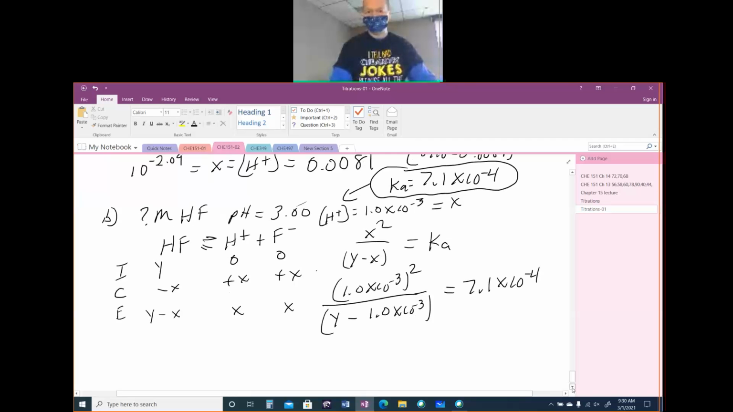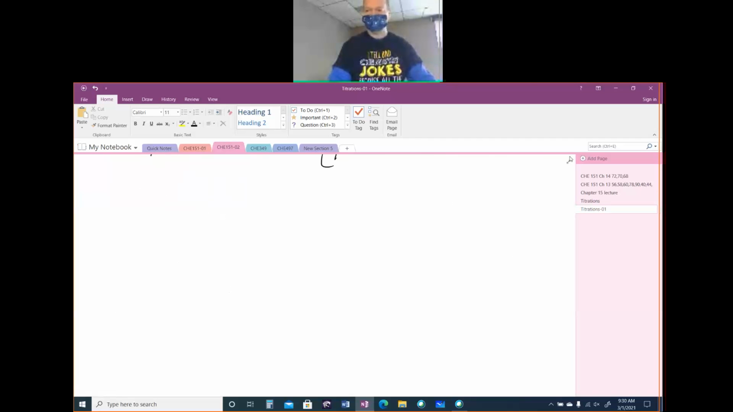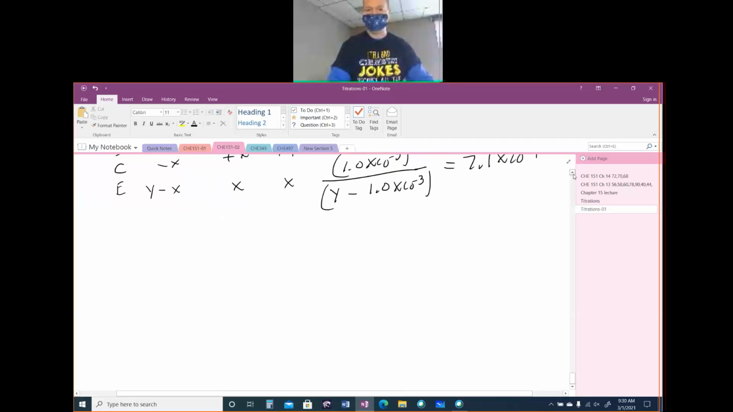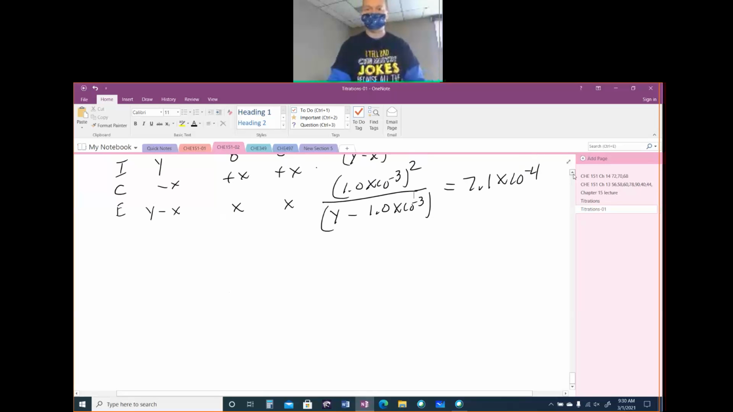We do not know if our initial concentration divided by our Ka is going to be greater than 1,000. So we can't make an assumption, so we have to say that it must matter. And if it doesn't matter, well, fine. But if it did matter, now we have the right answer. All right, so multiply both sides by Y minus 1.0 times 10 to the minus 3.